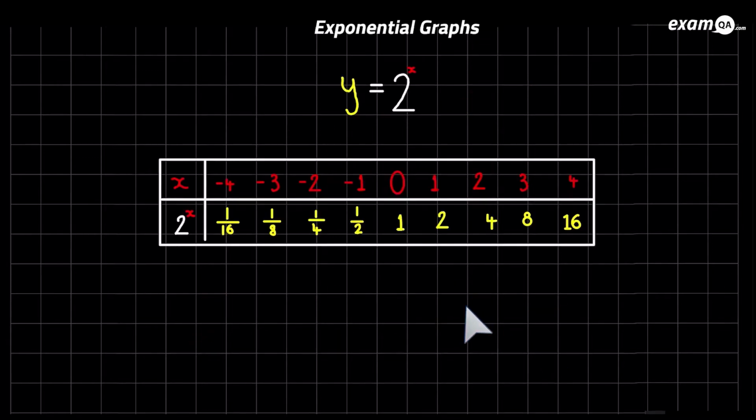Now if you want to experiment how they look like, you could make a table of values like this. Choose many values of x, find out the y values, and start drawing it. So if you've got some time, do have a go at doing that. I'm going to show you a rough sketch of how it looks like.